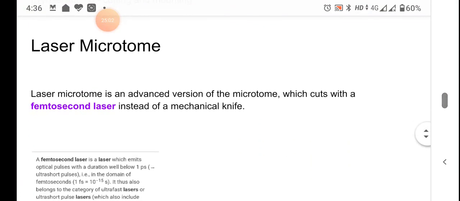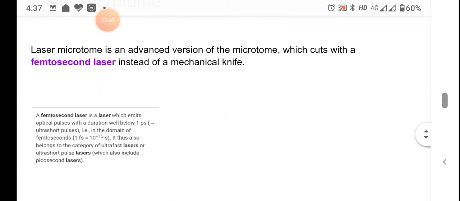Next is about laser microtome. Here a laser is used which cuts the sections from a sample. And which type of laser? Femtosecond laser is used instead of a mechanical knife. So there is no mechanical knife here. Instead of a knife, a femtosecond laser is used, and this laser beam will cut the material, cutting the sample into thin sections.